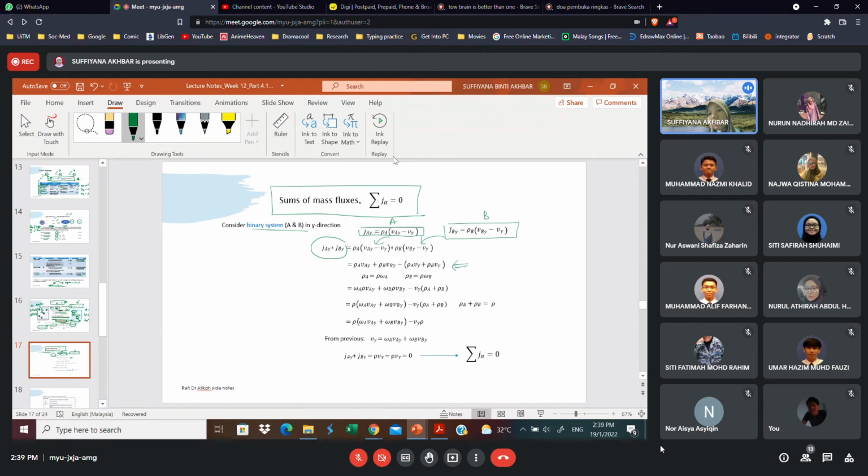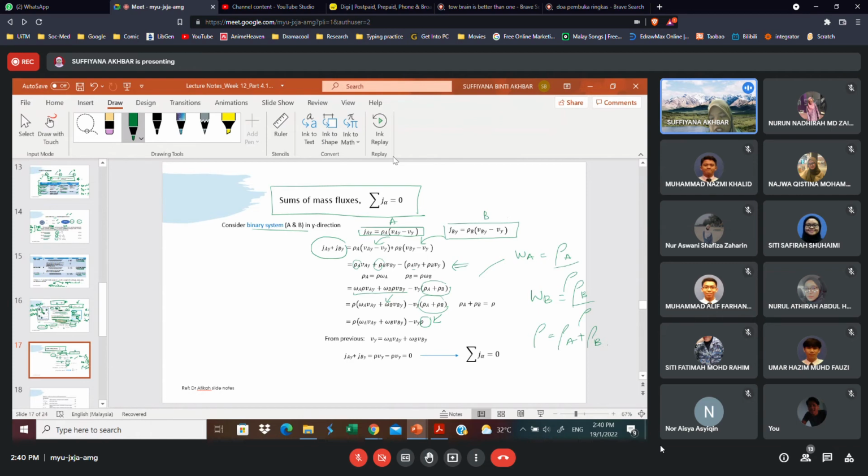So we know that tadi kita dah belajar what is the mass fractions. So mass fraction of component A is equal to the density divided with the total density. Mass fraction of component B, density B divided with the total. So you boleh replace for the density here, and you can rewrite or simplify to become this one. And we know that total density is density A plus density B. So here you can replace as the total density.